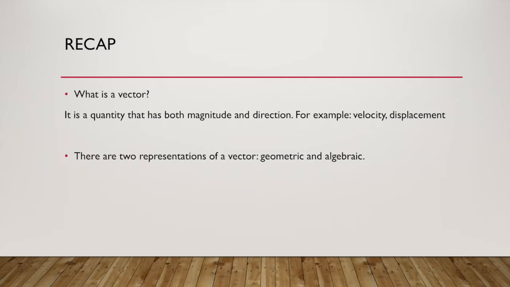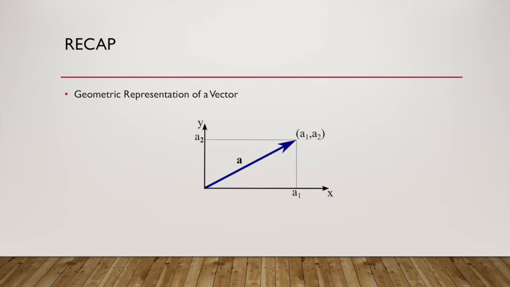With a vector, there are two representations of it, geometric and algebraic. A geometric representation of a vector is those stuff you've been drawing on graphs for years now. So the vector will have a head, it will have a tail, and the vector is normally drawn with an arrow going from tail to head. So the arrow represents the direction, and then the length of the vector itself represents the magnitude.